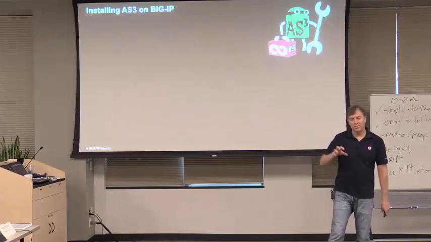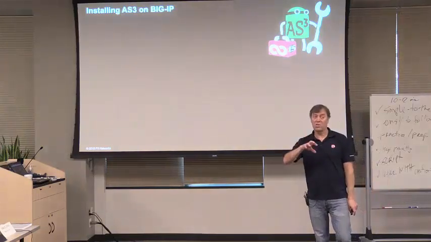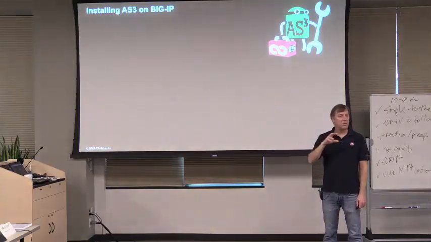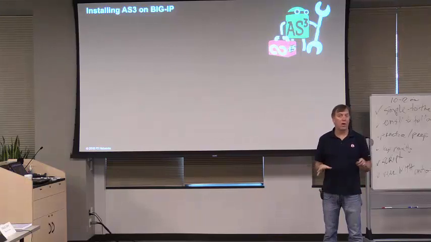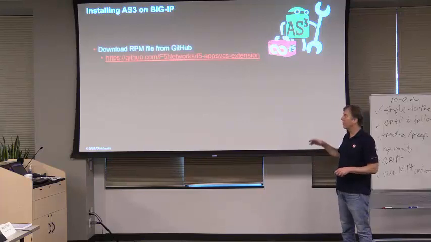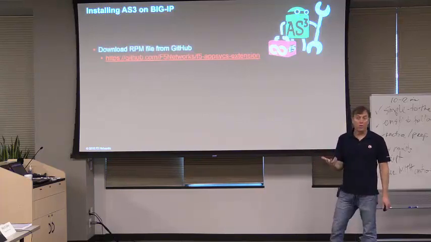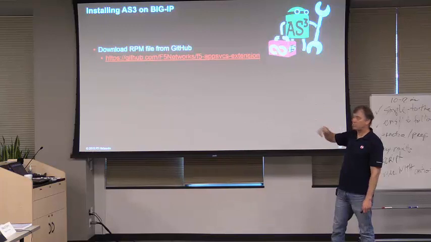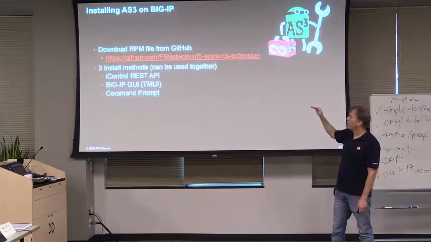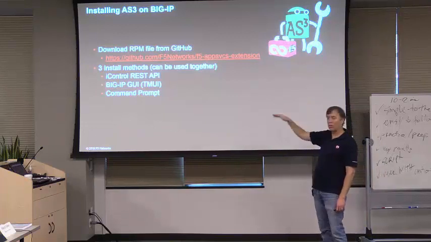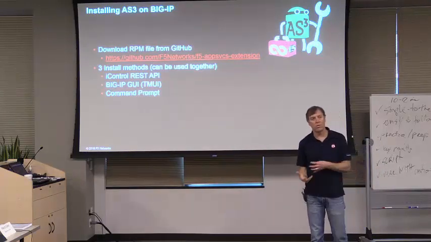One of the steps we're going to do in lab is actually install AS3 on the BIG-IP that you've been using. And yet that's not necessarily a requirement for all environments. You could be running AS3 somewhere else. We're going to do it on BIG-IP, but you could be doing it a different way if you wanted. We're going to go through the steps of actually downloading AS3 from GitHub. And then you can either use the REST API to install it, or the GUI, or do it from a command prompt. Any one of those will work.